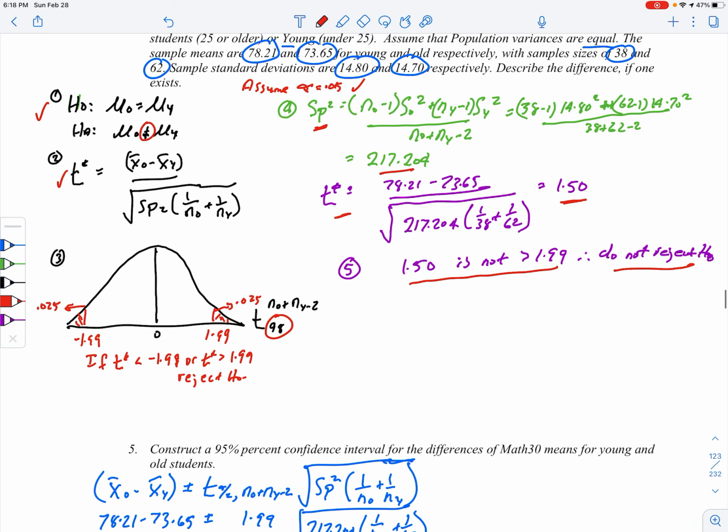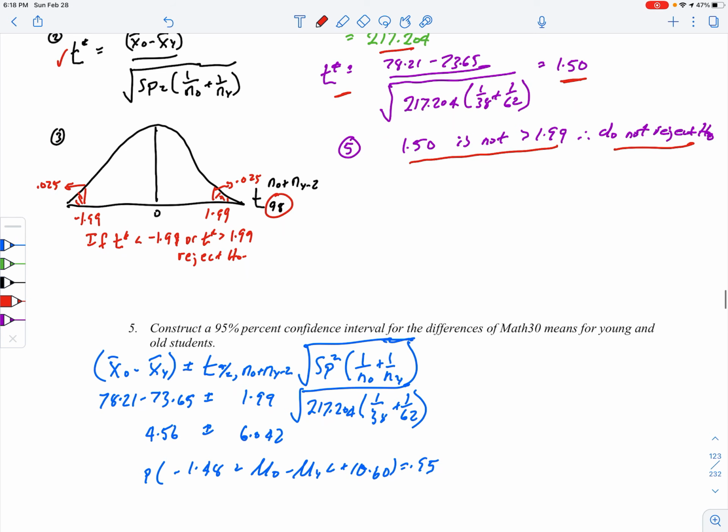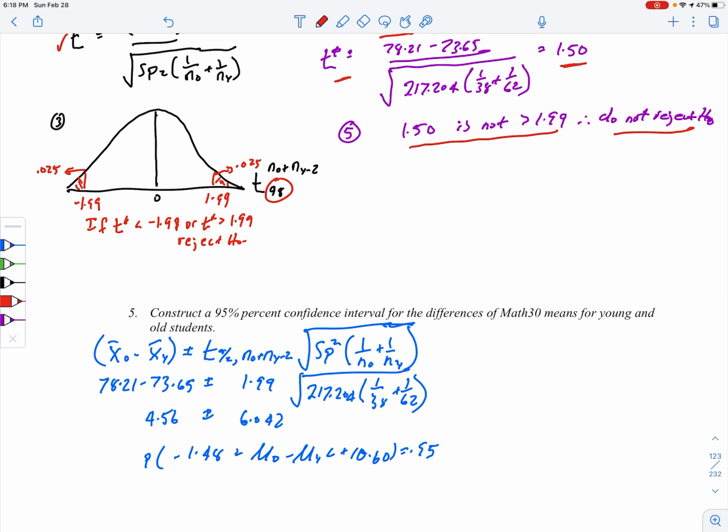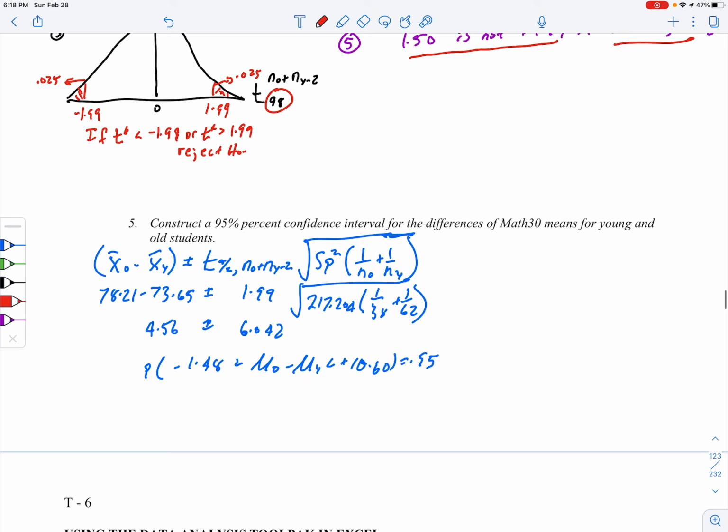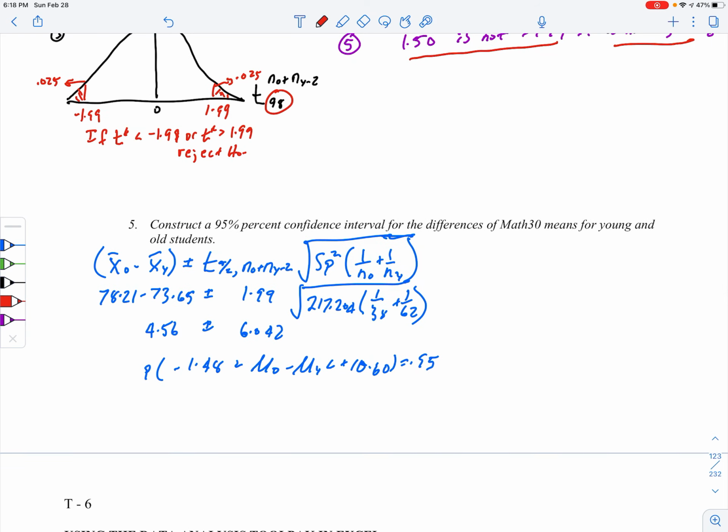Before we get to the Excel output, let's take a look at the confidence interval. The confidence interval is just the difference in the sample means plus or minus your t statistic. Remember, this is all one number, and it's the 1.99 here. And then these terms also appear above. So we get the difference in means is 4.56 plus or minus a margin of error of 6.042. And that gives us a confidence interval that looks like this.